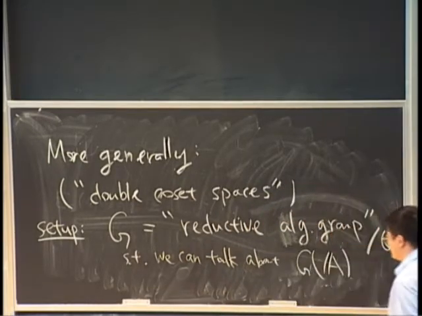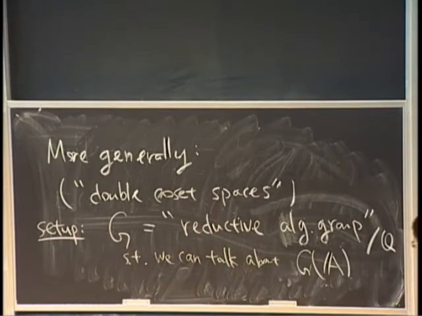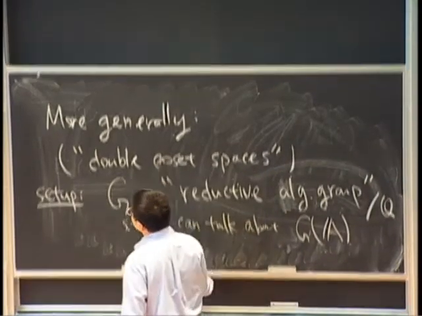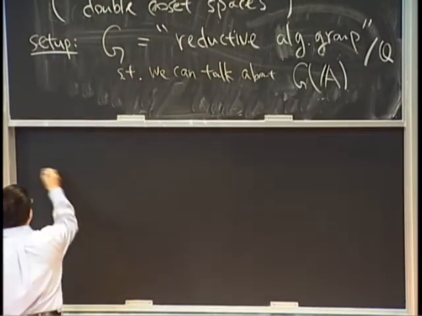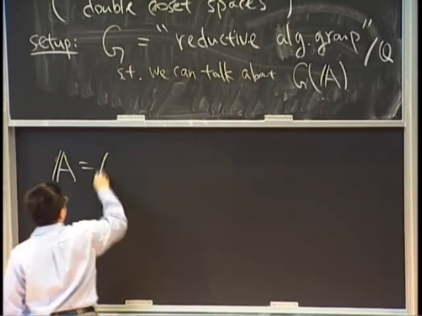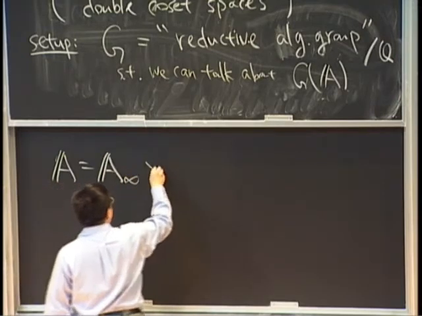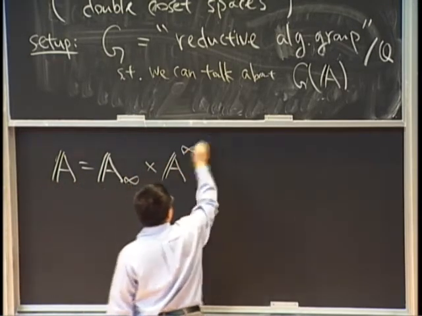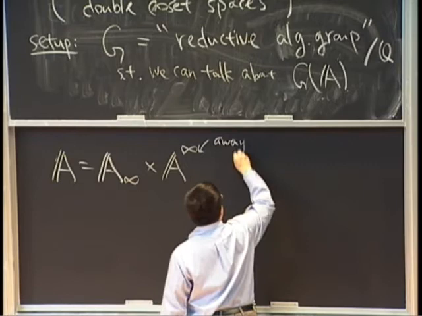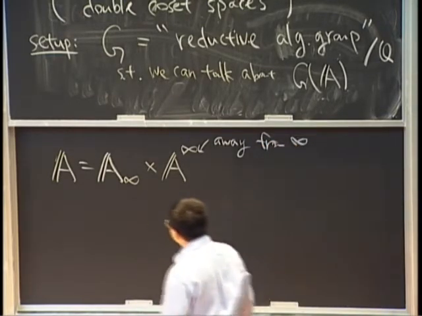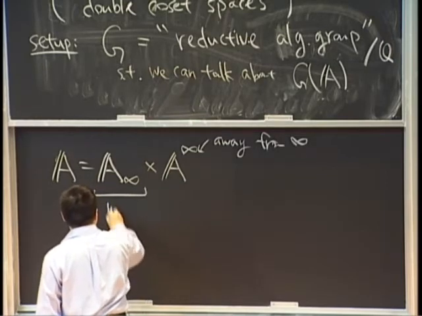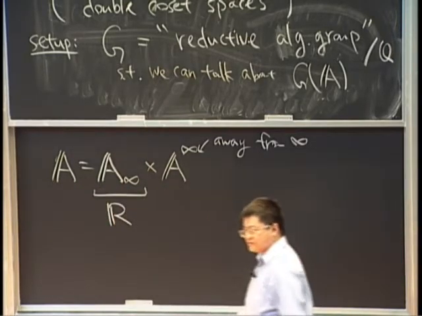well, should I define adeles? Let me try a little bit. So just to introduce the terminology, I'm going to write A is basically there is an infinite part and also away from infinite part. So this means away from infinity. Well, some people don't like this notation. This one is basically just the real numbers. So I'm talking about adeles over Q.